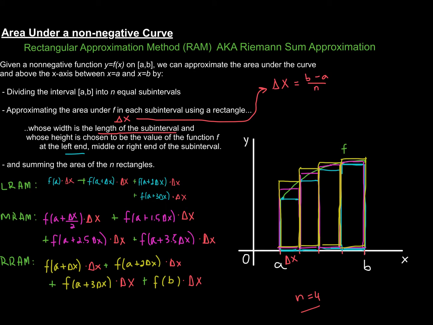And so here for the right rectangular approximation method, RRAM, we're using the right endpoint in each subinterval. So for the first rectangle, that will be a plus delta x, the value of the curve there will be my height. Again, the base is length delta x, that will always be the case. Second rectangle, I have a height given by a plus 2 delta x, that's the point at which I'm evaluating my function f. And then the third rectangle, I'm going to evaluate the function at a plus 1, 2, 3 delta x. And finally, the right endpoint of the last subinterval, that last rectangle, is just f of b times delta x.